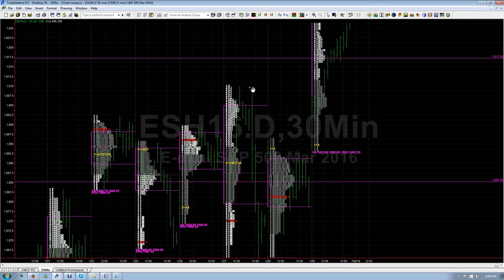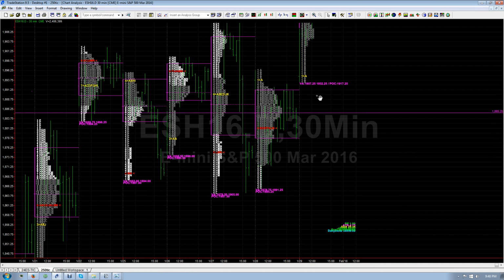Here's an example of a poor high. Buyers try to move it up. They can't find any sellers, so market comes down. And then it gets some profile repair right in here. Here, this Gaussian distribution repairs and makes a value area and repairs some of this sloppy trading there.